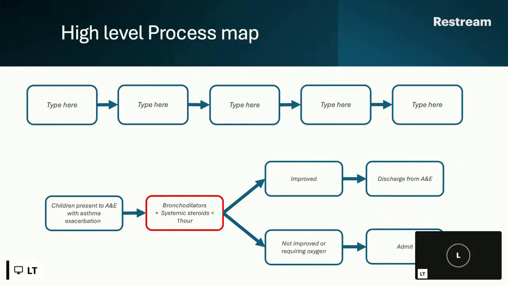Then after medical assessment, they'll be given bronchodilators and systemic steroids. Well, the aim is less than an hour. They will either improve and get discharged from A&E, or they will not improve and they'll need admission for oxygen or stretching of the bronchodilators, to be admitted to the pediatric ward. So this is the first tool.